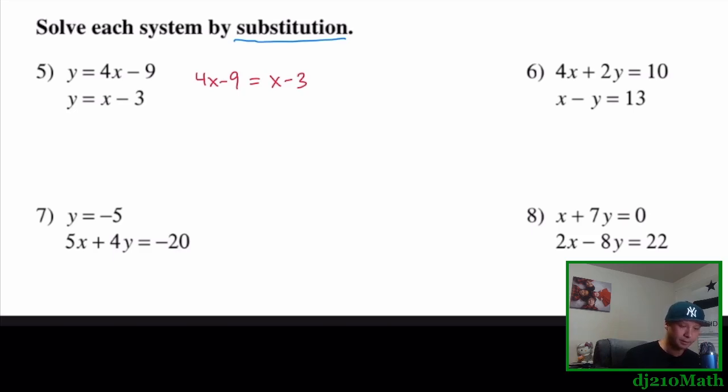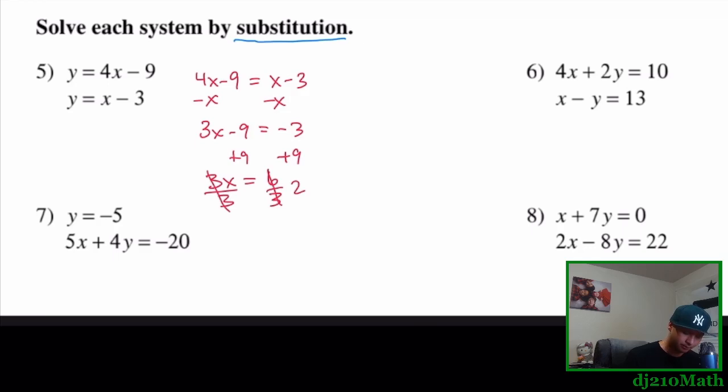All right, I'm going to consolidate the x's. Minus x from both sides. So 3x minus 9 equals -3. I'm going to add 9. So 3x is equal to positive 6. Divide both sides by 3. X is equal to 2.